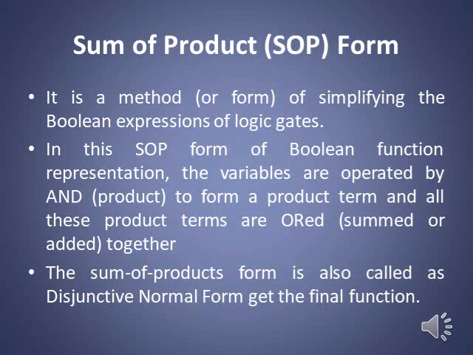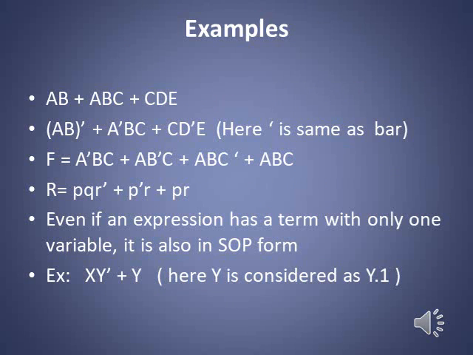In this SOP form, a Boolean function representation is done using various variables which are operated by AND, or product, to form the product terms, and these product terms are ORed, that is summed or added together. So this sum of products form is also called disjunctive normal form, to get the final function. Following are some examples of expressions which are in the SOP form.